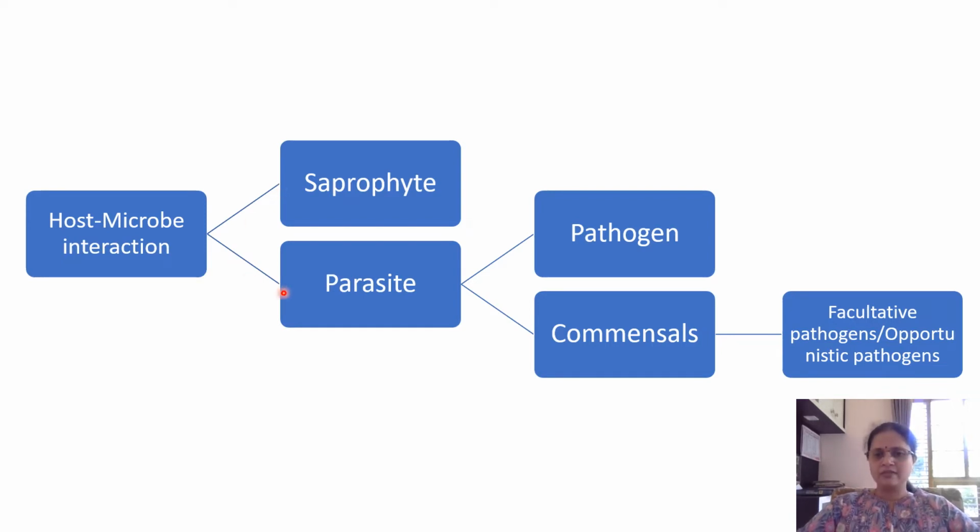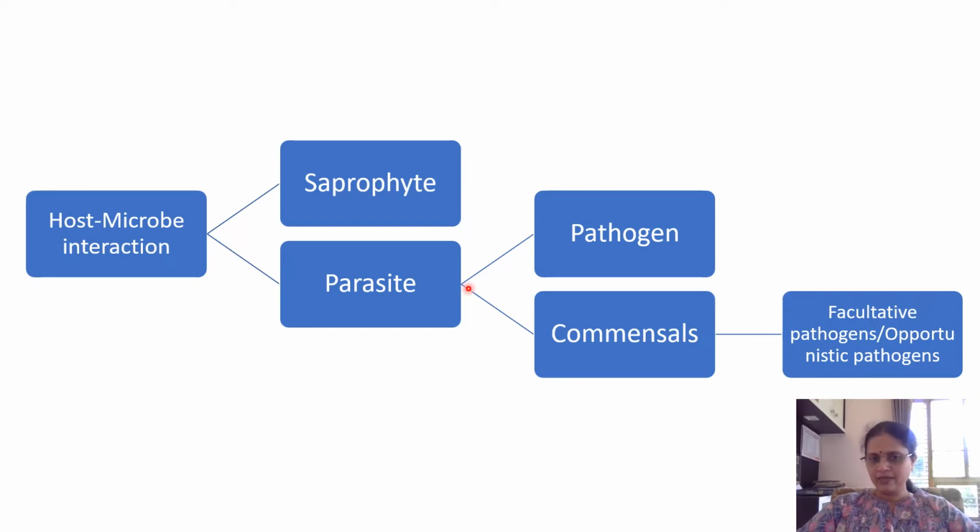Now, the other group is a parasite. A parasite is a microorganism which is going to depend on living substance or living cells. So this is the one we are concerned with in medical microbiology. Any microorganism that interacts with the human body, that interacts with the human living cell, is going to be a parasite. But even in parasites we have two groups again. One group is the pathogen, the other group is the commensal.